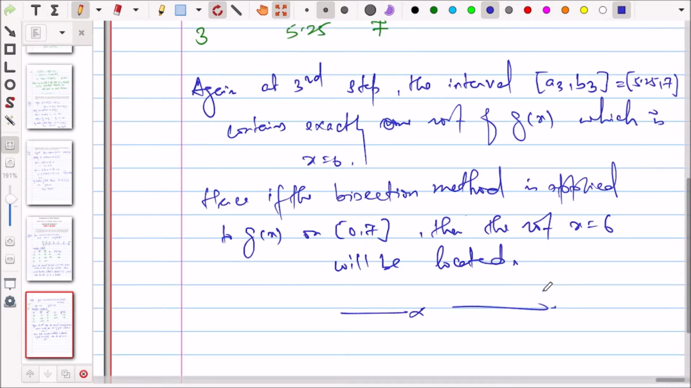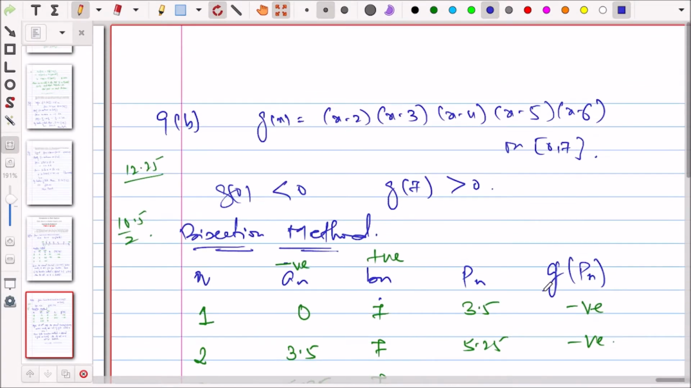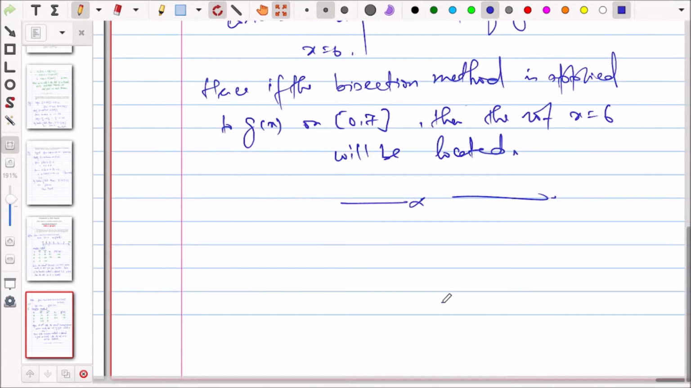So we are done with question number 9. Now let us move to question number 10. Let's see what's there in question number 10.